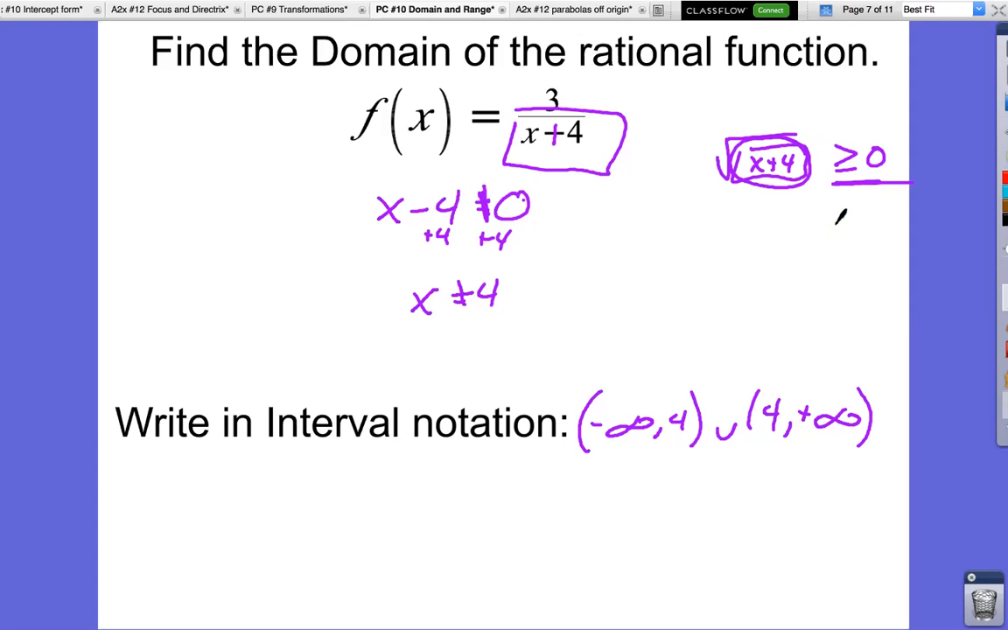Okay, thank you. Okay, now I'm going to show you this real quick. I'm going to stop sharing. We had 3 over x minus 4.